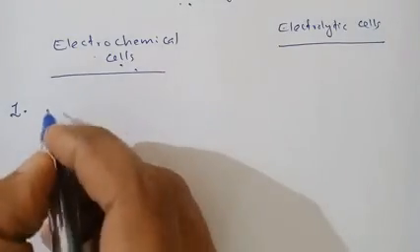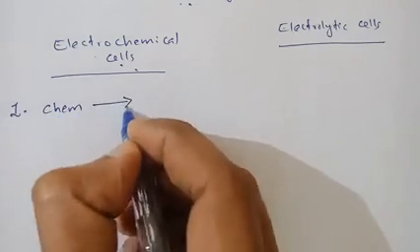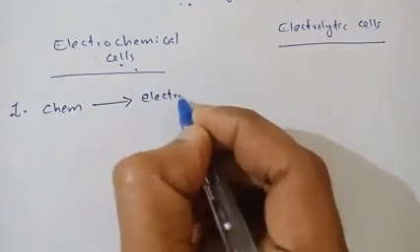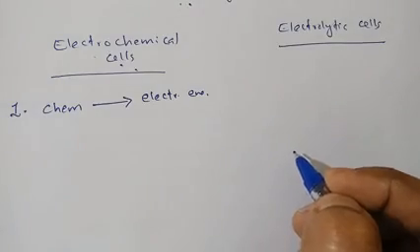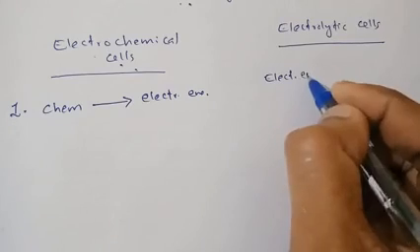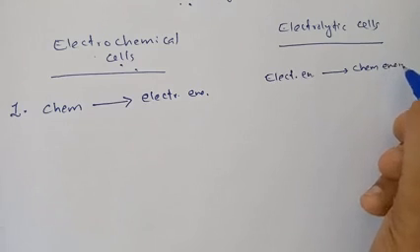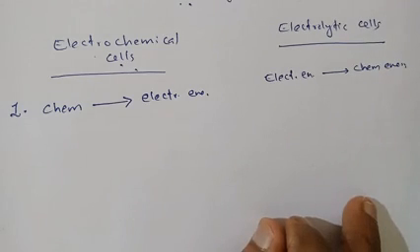So what is the first difference? In electrochemical cells, chemical energy is converted into electrical energy. That's the first difference. While in an electrolytic cell, what happens? Electrical energy is converted into chemical energy. This is the first difference, right?